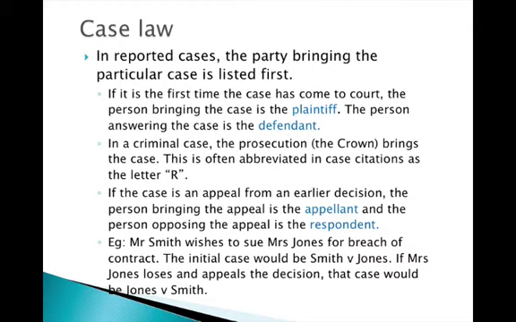Now what happens when you appeal? Just say there's a case, someone's unhappy with the decision and they decide to appeal it. If there's an appeal from an earlier decision, the person bringing the appeal is the appellant, and the person opposing the appeal is the respondent. So if Smith sues Jones for a breach of contract, the initial case would be Smith and Jones. If the defendant Jones loses and appeals, then the appeal case reverses the order and you get Jones and Smith. That's why knowing the court it's in helps you understand if it's an appeal, and will also help you know who is bringing the action and who is defending it. At the appeal stage, the original plaintiff has, to some degree, become the respondent. They're defending it as the respondent. I'm not going to say they're the defendant, because the defendant is in our first instance case. So that's some way of looking at and understanding case law.